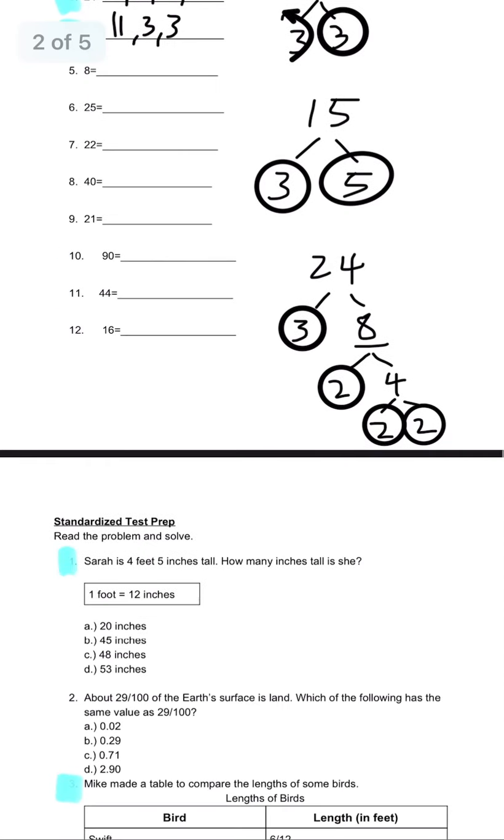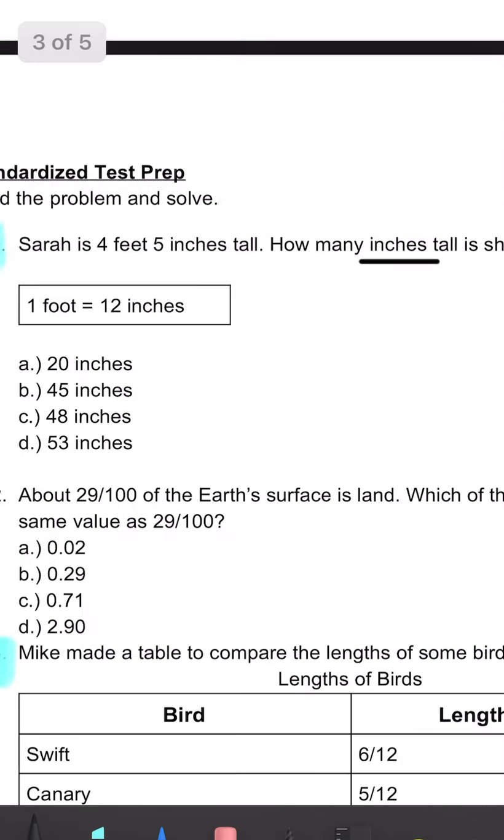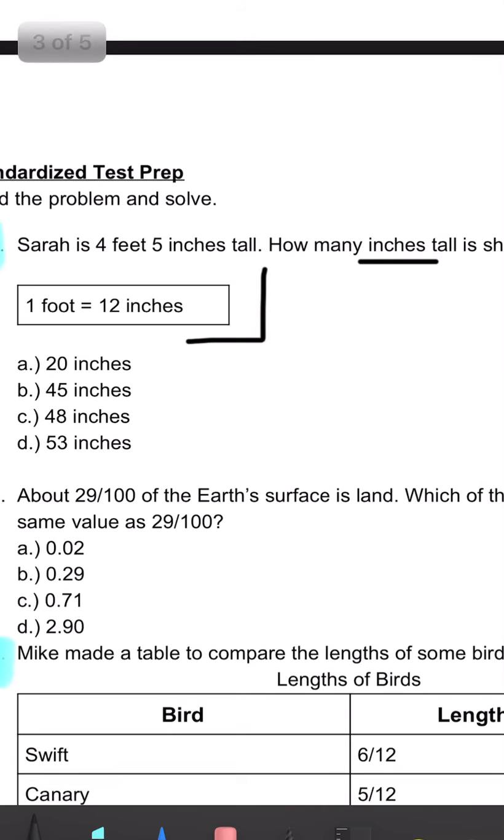Okay, moving on to page number 3, we'll be doing standardized test prep. Number 1 says Sarah is 4 feet 5 inches tall. How many inches tall is she? So we want to convert our feet into inches because they want our answer in inches. So we'll be using this chart right here to do that.